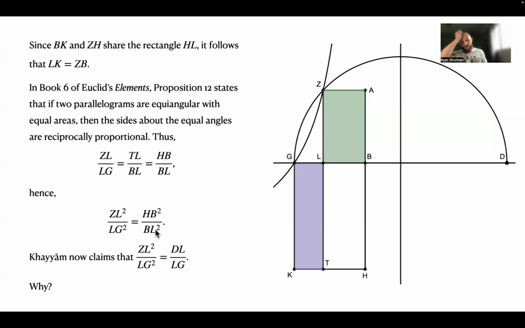And then Khayyam goes on to make another claim, which he kind of justifies. He says that ZL squared is to LG squared as DL is to LG. And I kind of want to read what's written in the text because it sort of makes me laugh. It says the proportion of the square of ZL to the square of LG is equal to the proportion of DL to LG because of the circle.